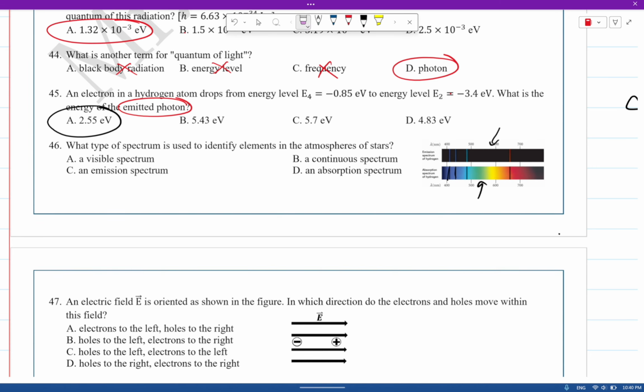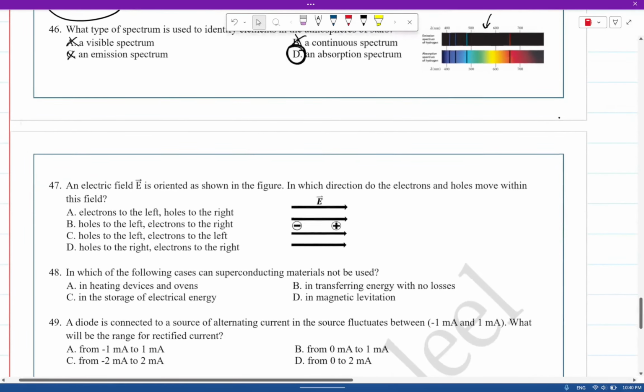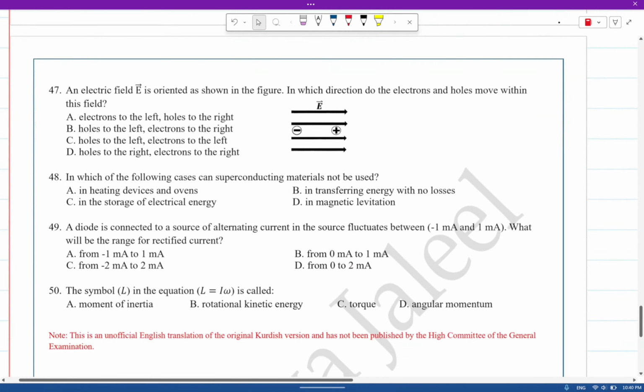This is why they're missing, for example, as a color here. So of course, this is called emission spectrum. The lower one is called absorption spectrum. So the question says, which type of spectrum is used to identify the elements in the atmosphere of a star? Is it the visible spectrum? No. Is it a continuous spectrum? No. Is it an emission spectrum? No. It is an absorption spectrum that is used to identify the elements in the atmospheres of stars.